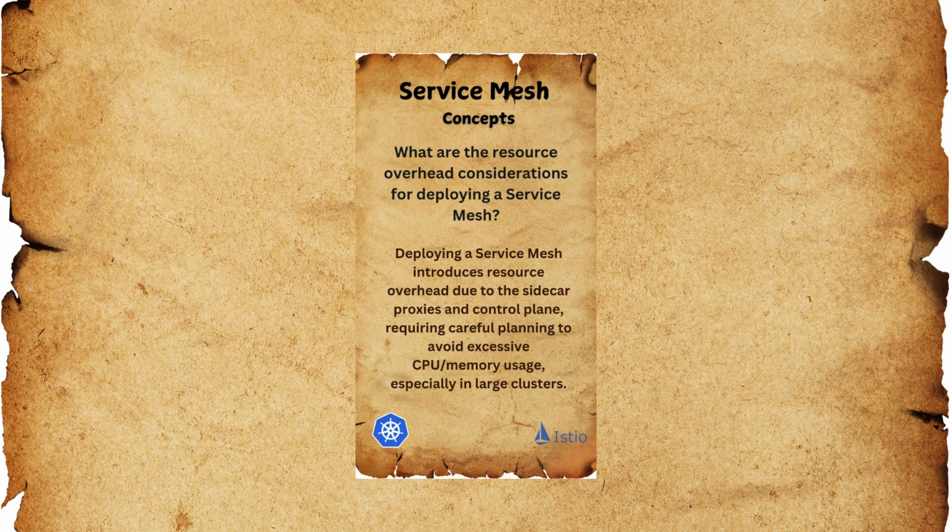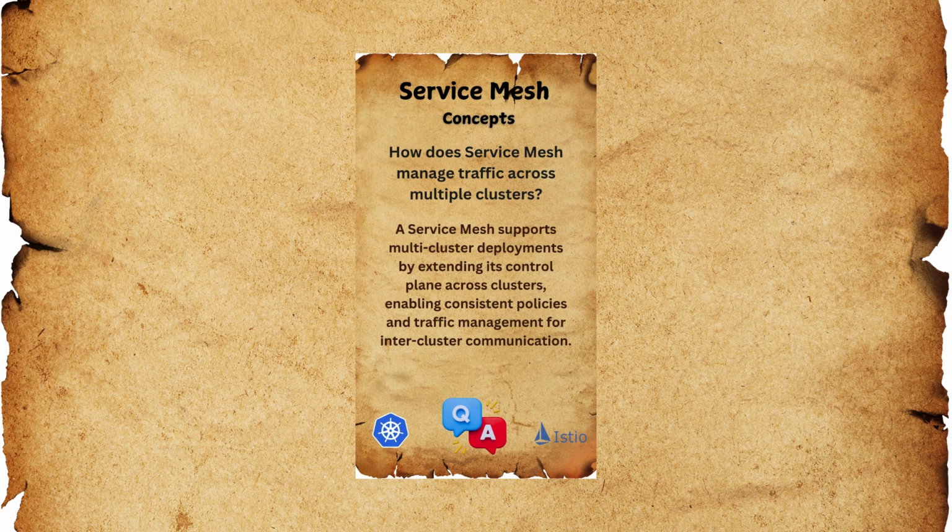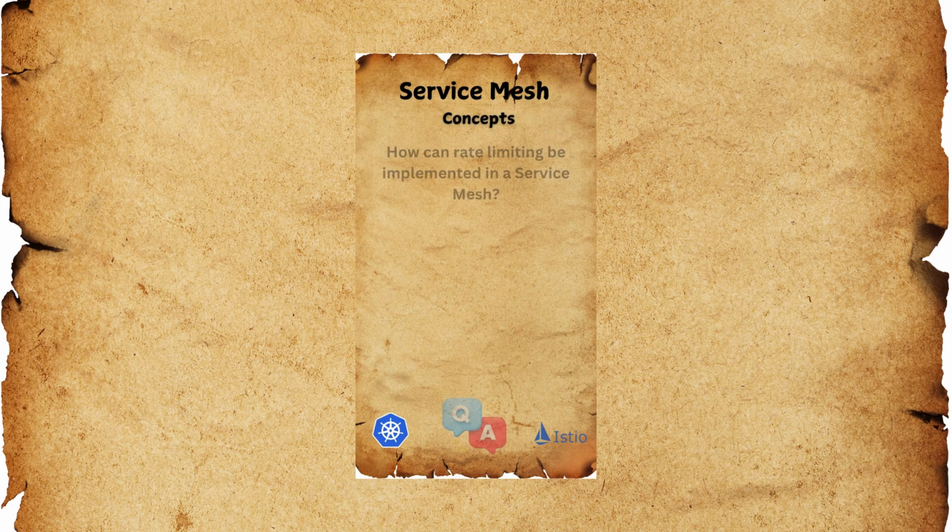Deploying a service mesh introduces resource overhead due to the sidecar proxies and control plane, requiring careful planning to avoid excessive CPU/memory usage, especially in large clusters. How does service mesh manage traffic across multiple clusters? A service mesh supports multi-cluster deployments by extending its control plane across clusters, enabling consistent policies and traffic management for inter-cluster communication. How can rate limiting be implemented in a service mesh?